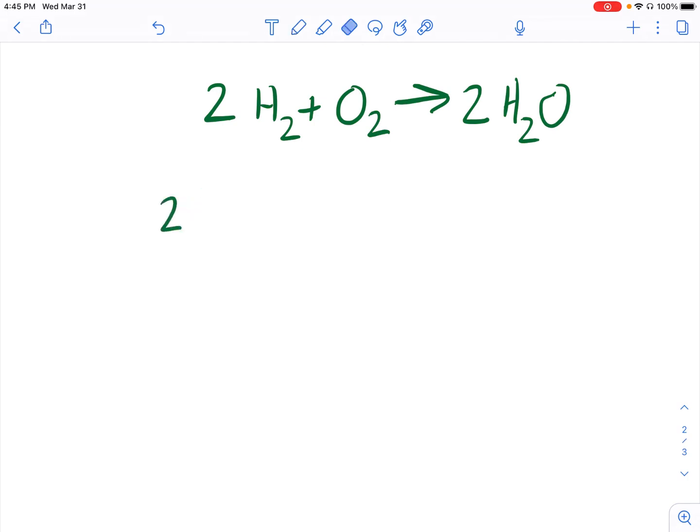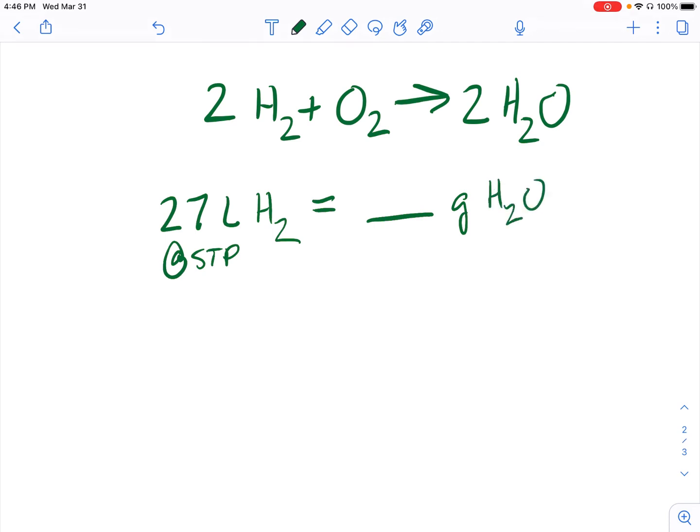Moving on to one last example then. What if I had 27 liters of hydrogen gas at standard temperature and pressure? No, we're not going to worry about conditions not at standard temperature and pressure at this point. Equals how many grams of water produced?